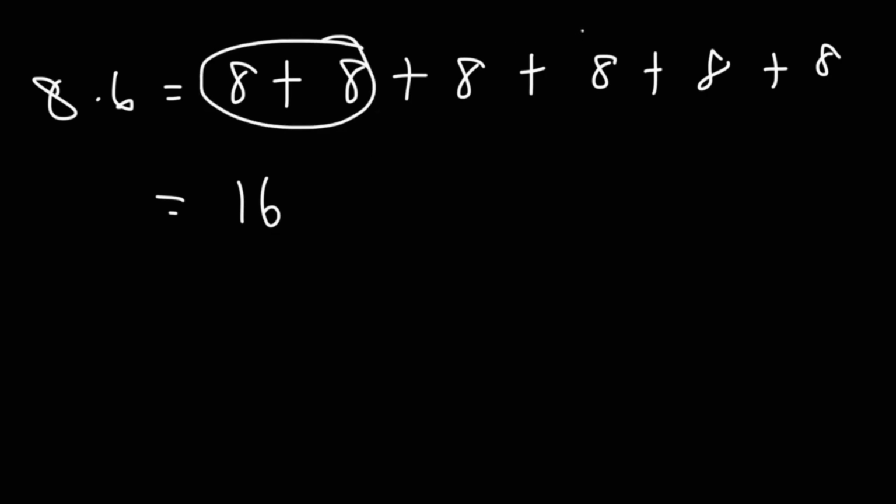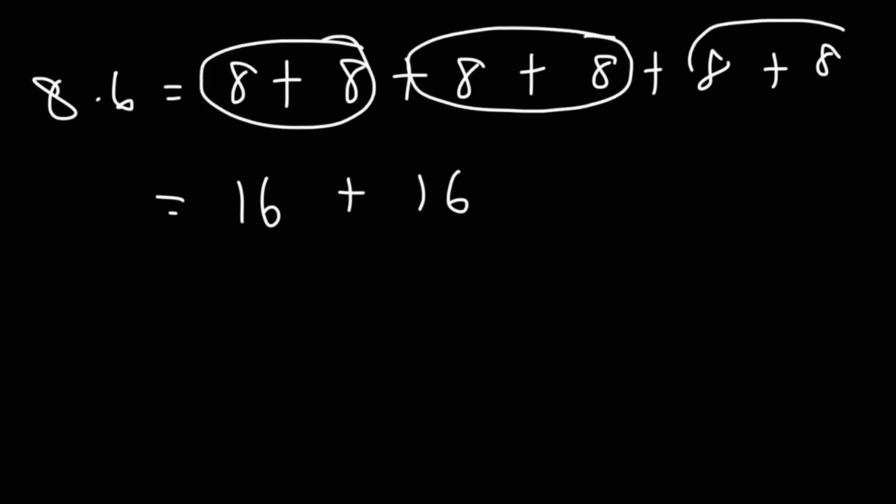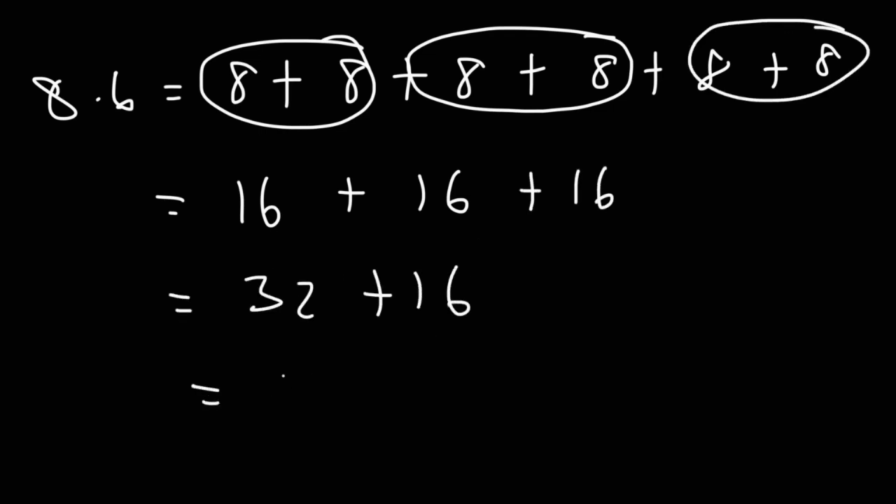So this is 16 here, that's 16, and that's 16. Now 16 plus 16 is 32, and 32 plus 16 is 48. So 8 times 6, which is the same as 6 times 8, that's 48. I definitely think it's wise that you commit the multiplication table to memory, for those of you who really want to learn this. Now let's talk about multiplying large numbers.